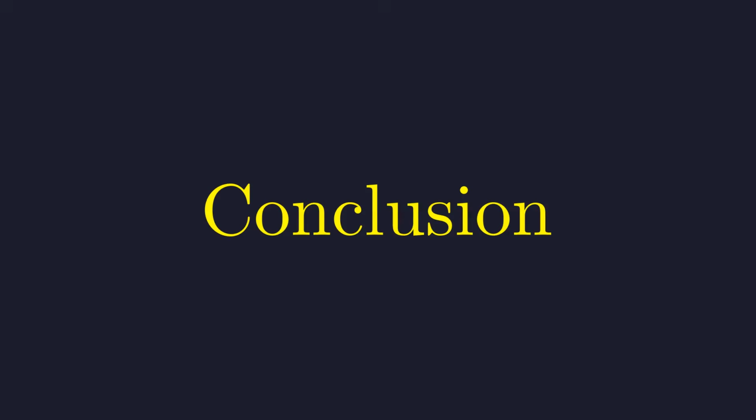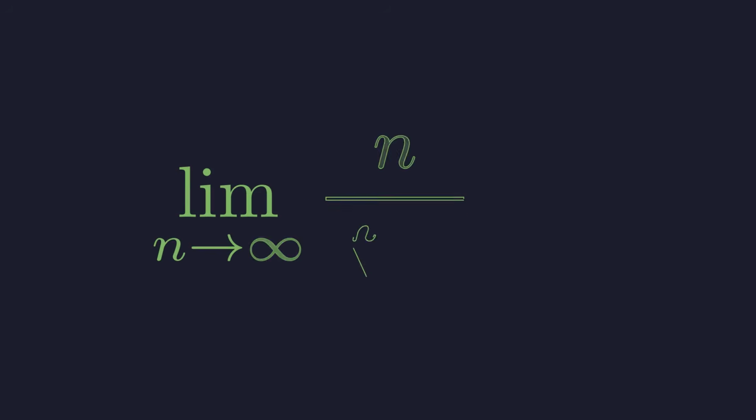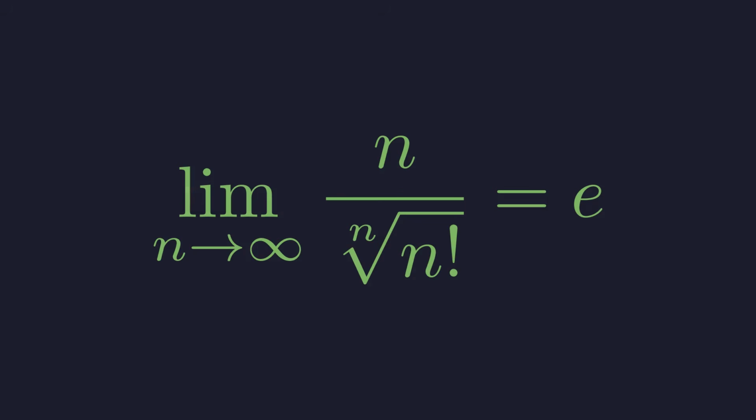So let's wrap this up. The limit that looked messy simplifies to Euler's number. The key move was using logarithms to turn a discrete sum into a continuous integral.